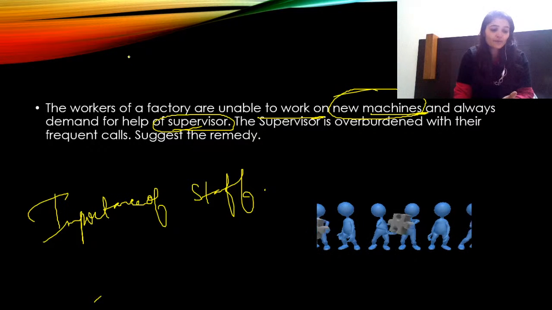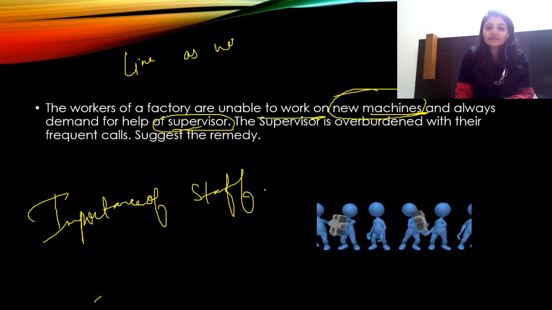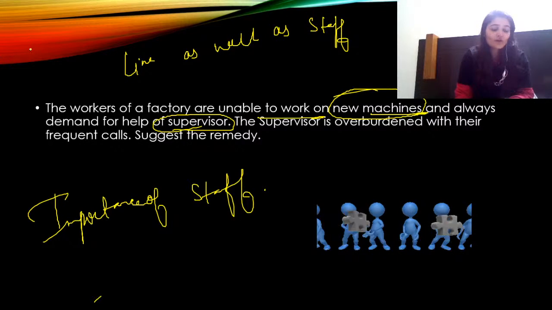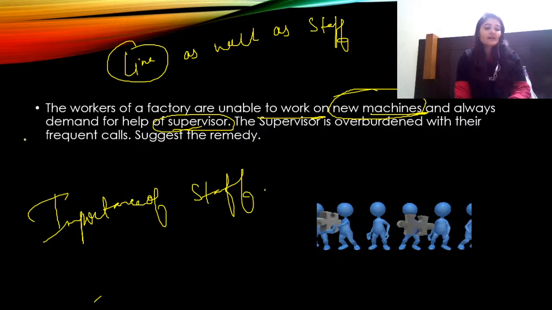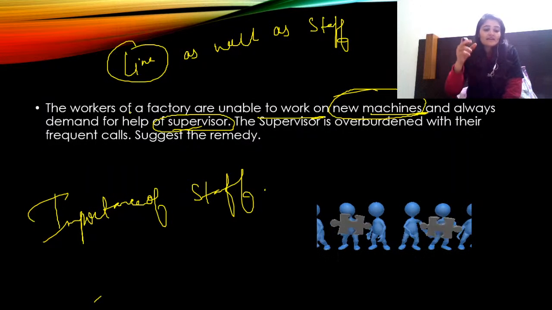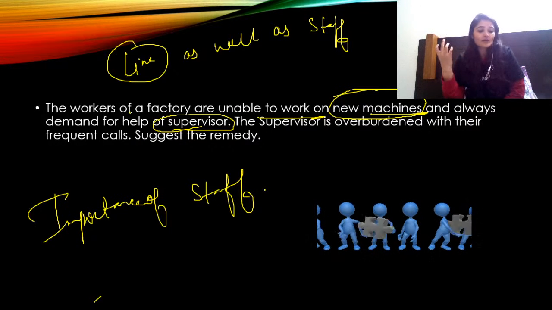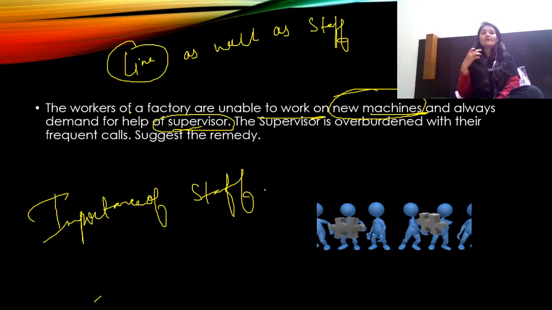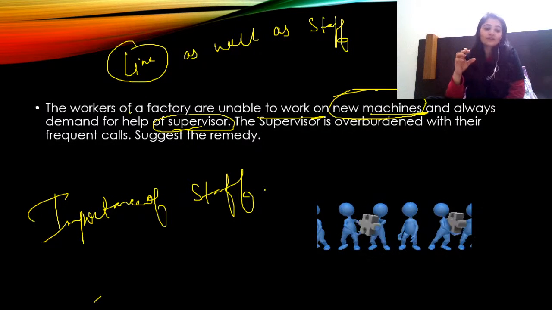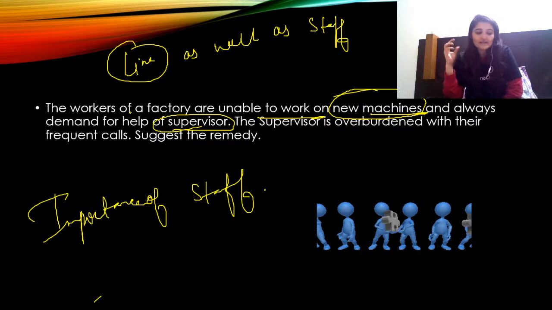इसको हम लोग क्या बोलते हैं? Line as well as staff activity. इसको हम लोग line क्यों बोलते हैं? क्योंकि other functions such as planning, organizing, directing, controlling, staffing is also performed by every manager. हर एक मैनेजर जो है वो परफॉर्म करते हैं आपका डायरेक्टिंग भी, कंट्रोलिंग भी, स्टाफिंग भी, प्लानिंग भी, ऑर्गेनाइजिंग भी.